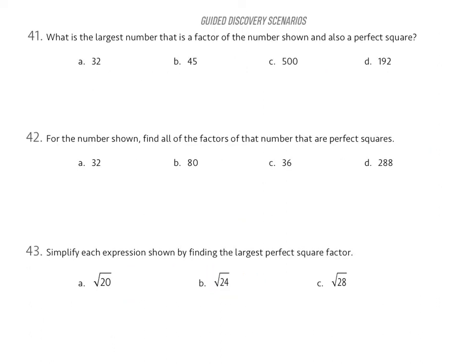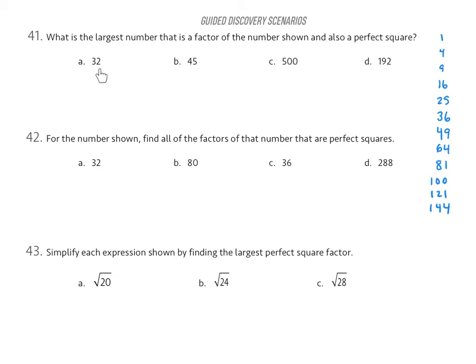41. What is the largest number that is a factor of the number shown and also a perfect square? Well, first let me write down the perfect squares down the side of the page up to 100. There's the first 10 perfect squares, and I'll go even farther. 11 squared is 121, 12 squared is 144. We can stop there for now. Now let's look at part A, 32.